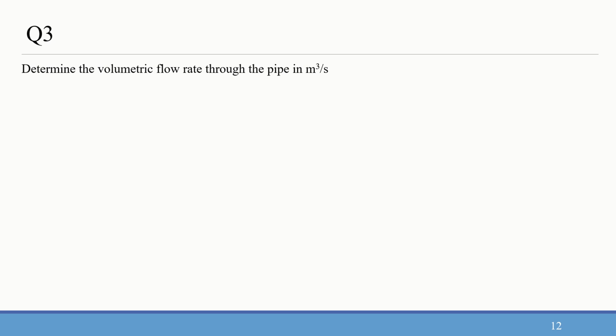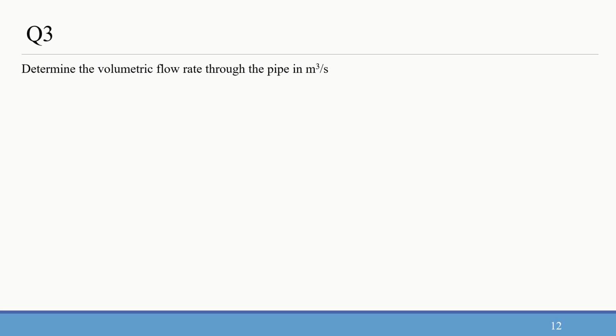Determine the volumetric flow rate through the pipe in meter cube per second. All the problems are actually quite simple. The figure looks complicated, but otherwise the problems in today's class are very simple. So now we are asked to find the volumetric flow rate through the pipe in meter cube per second.